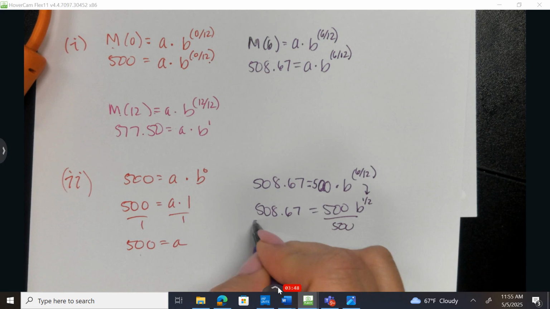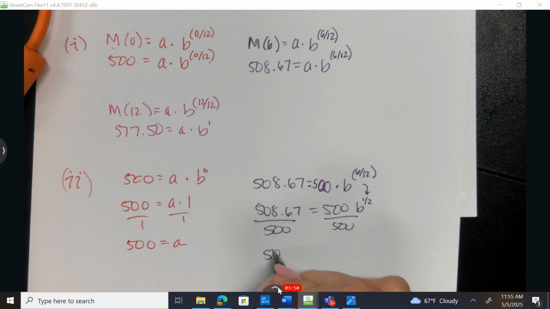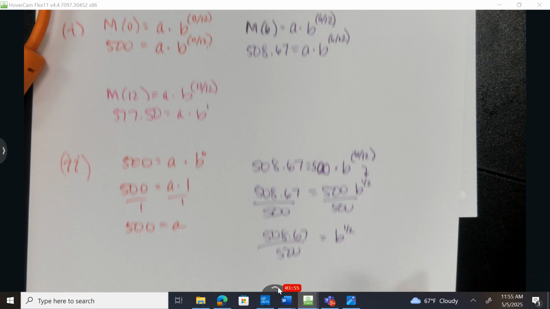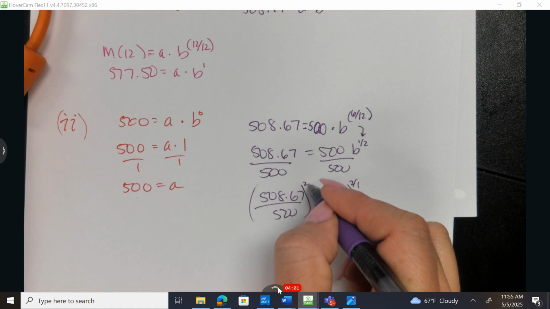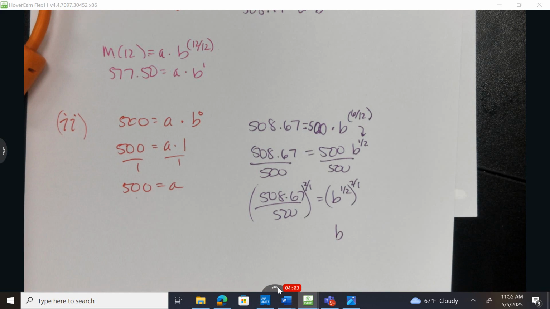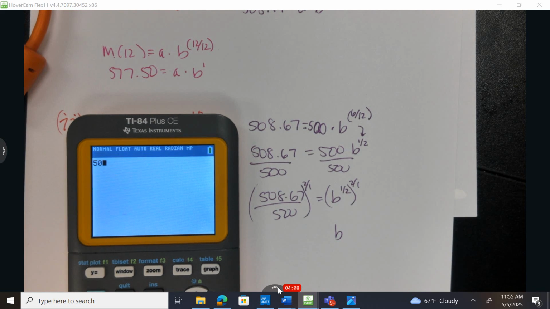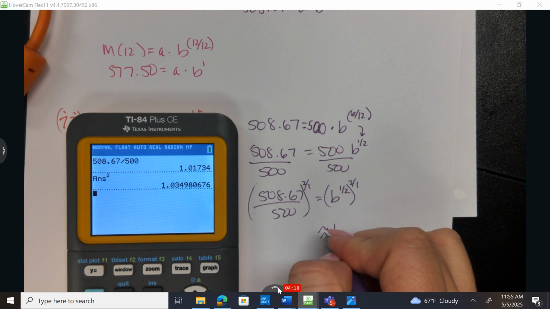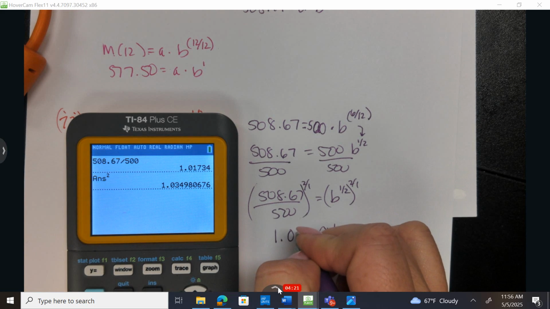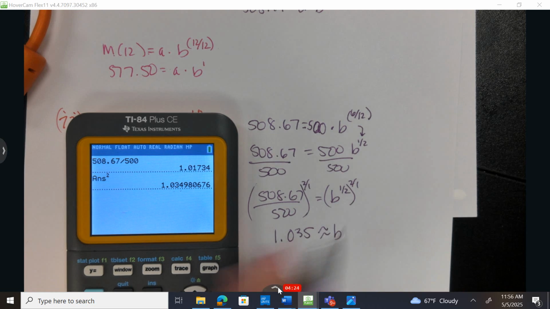Let's divide by 500. And now how do I isolate the b? I'm going to raise it to the reciprocal, which is 2 over 1, or simply 2. Let's grab that calculator and plug this in. 508.67 divided by 500, get an answer, and then we're going to raise it to the second power, or 2 divided by 1. So b is approximately 1.035.